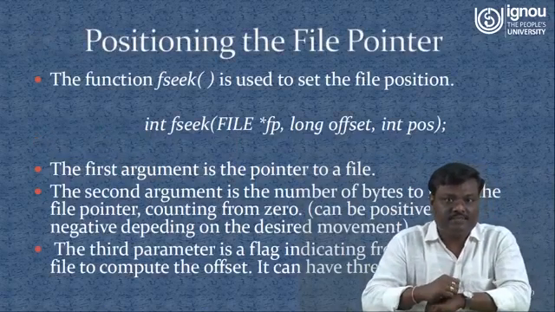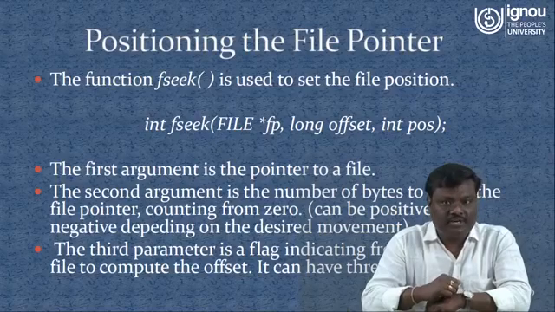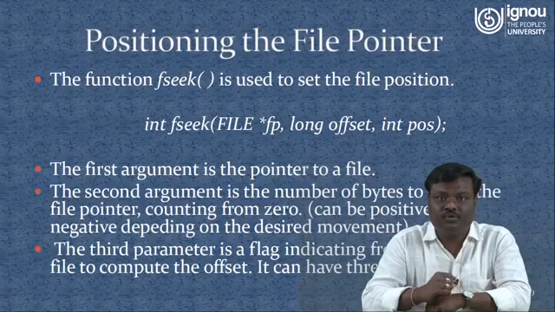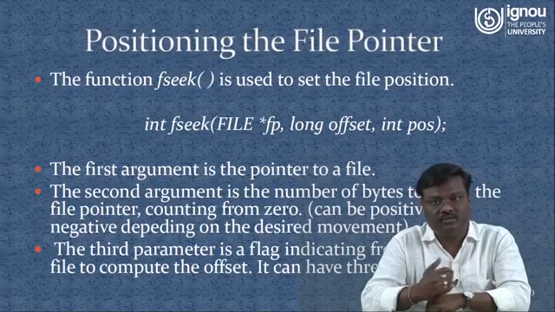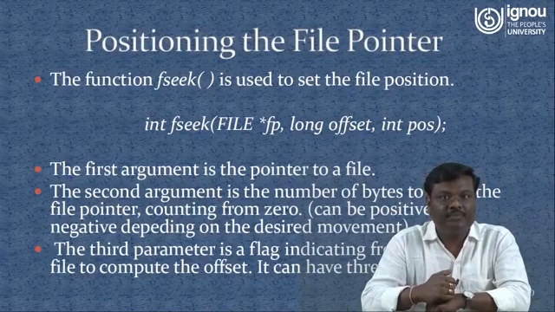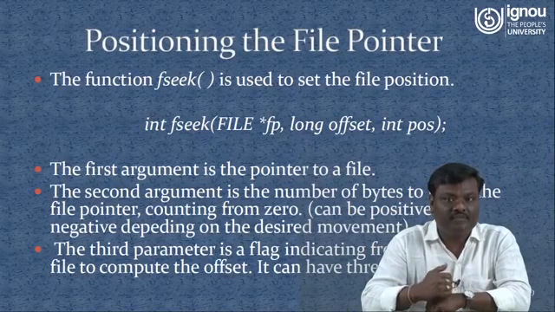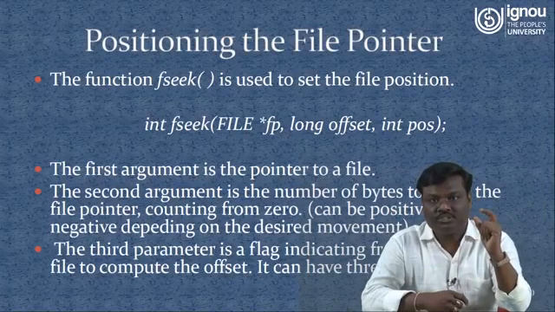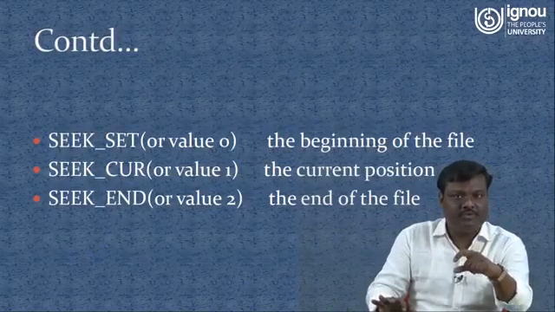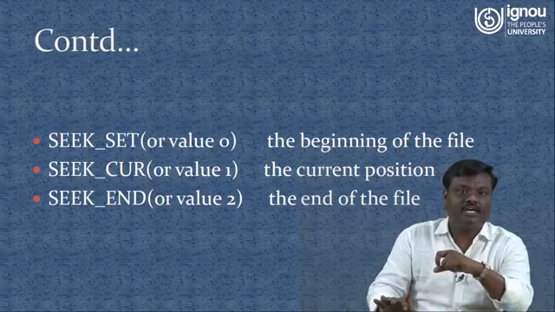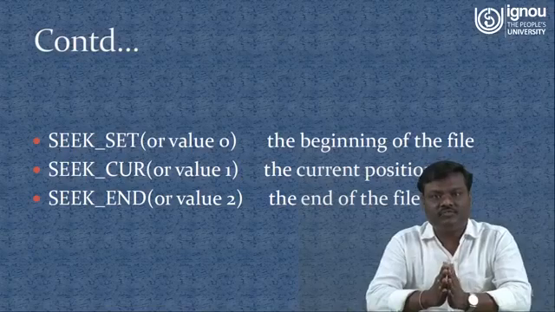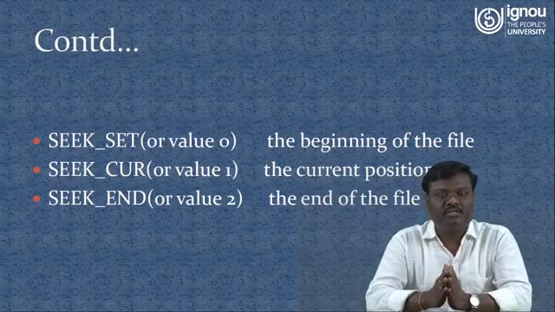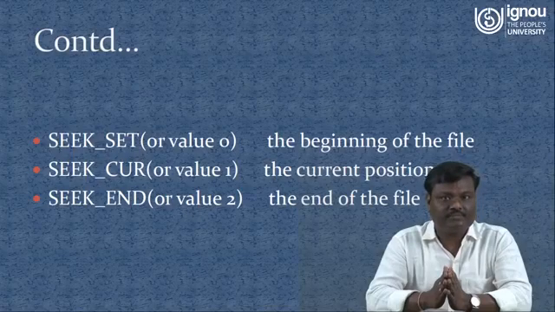So here you can see file pointer, which we had understood, and long offset, which we had seen, that from the current position whether to progress or go back in the file, and then int pos, which will take either 0, 1 or 2. 0, 1 or 2 means either we have to go to the initial position, or from the current position, or to the end of the file. So these are some of the functions that you can use in order to handle files in C programming.